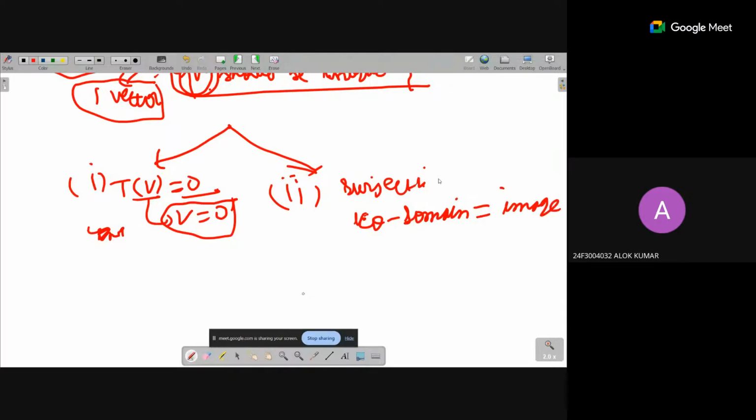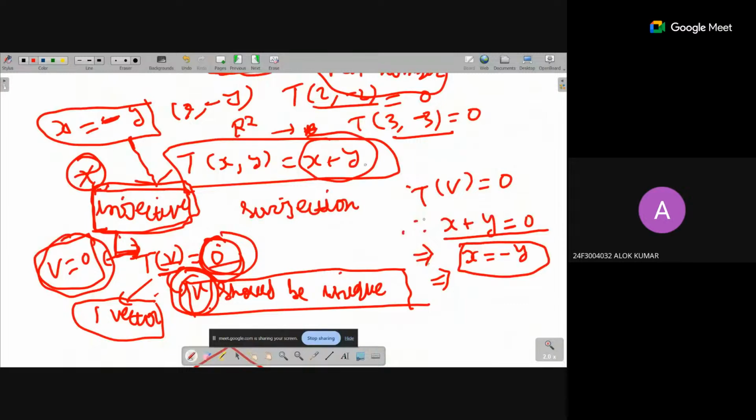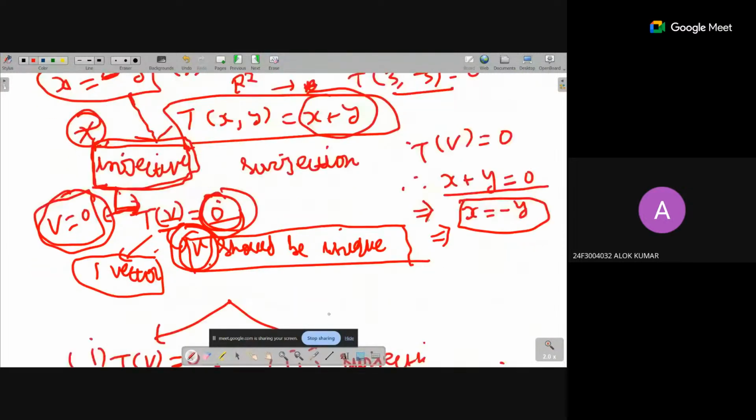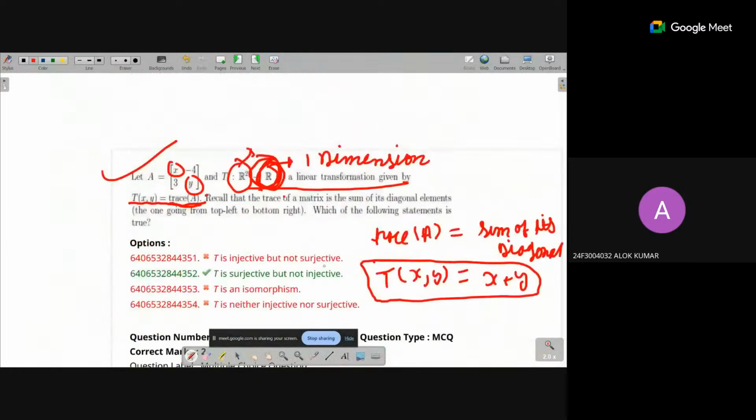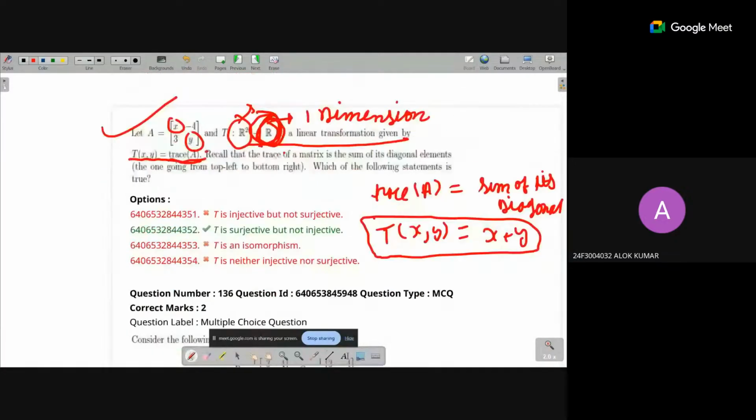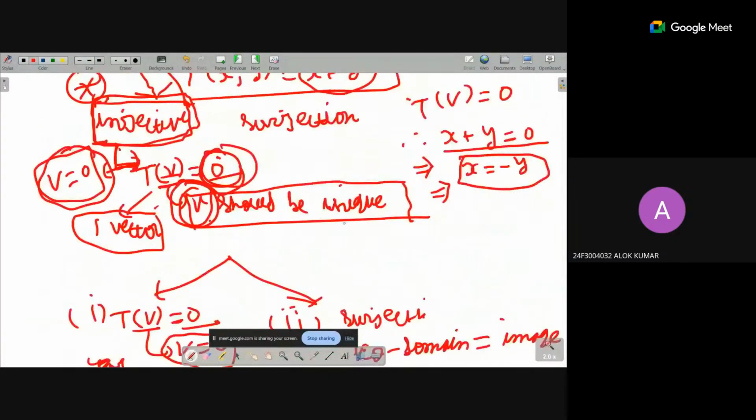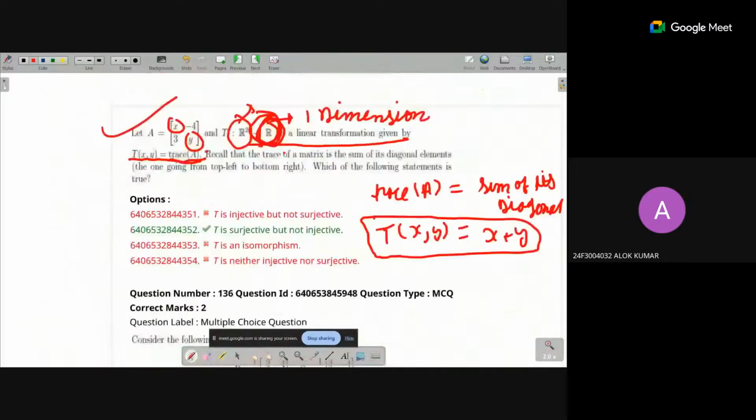So here we can see that x plus y can span all the codomain. So T is surjective but not injective. And what is bijective? If both surjective and injective, then we call it bijective. But here there is no such point. And we also call it isomorphism: if the transformation is bijective, then we also call it isomorphism. So it's not an isomorphism.